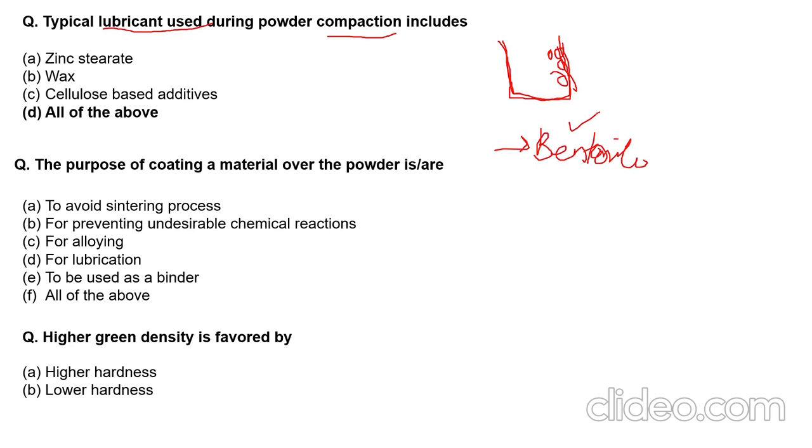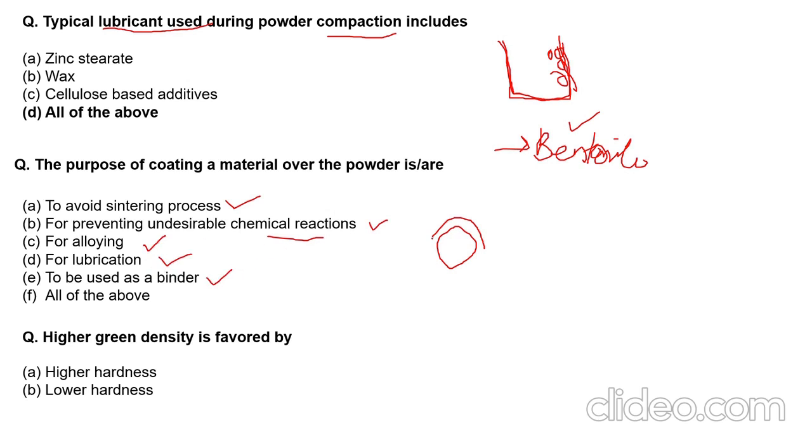Okay, so now we have another question that says: the purpose of coating a material over the powder is to avoid the sintering process, to prevent undesirable chemical reactions, for alloying, for lubrication, to be used as a binder, or all of the above. So we are trying to coat a powder with something. What could be the possible reasons that we are trying to coat it with some material? Is it to avoid the sintering process? Is it for preventing undesirable chemical reactions? For alloying? For lubrication? To be used as a binder?